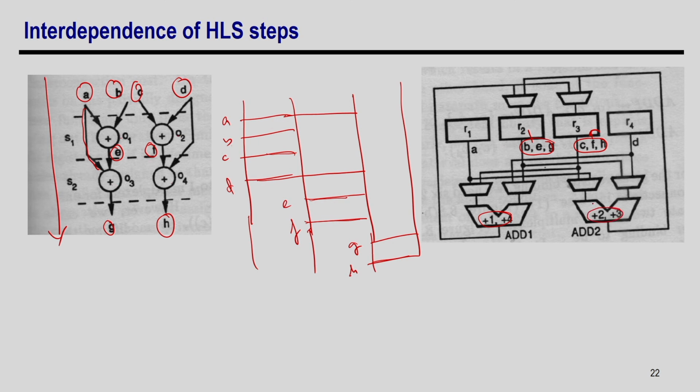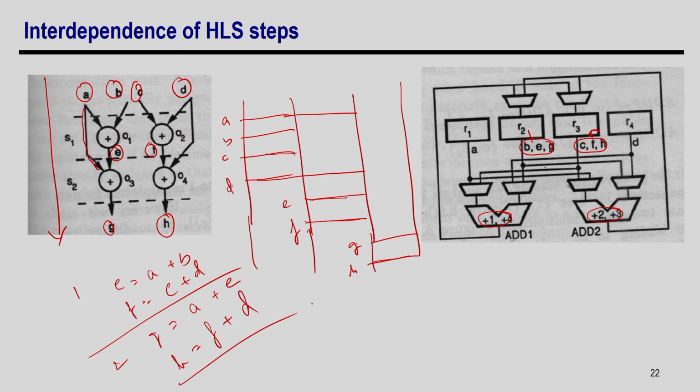So, if you do this binding and perform the operations, you can understand that in timestamp 1, what operation is happening? E equal to A plus B and F equal to C plus D. This is what is happening in timestamp 1, and in timestamp 2, what is happening? G equal to A plus E and H equal to F plus D, right. This is what is happening. So, to perform these operations, the interconnections will be like this.